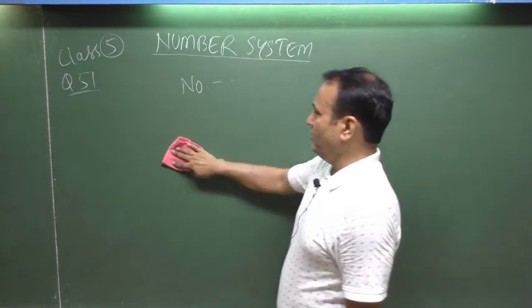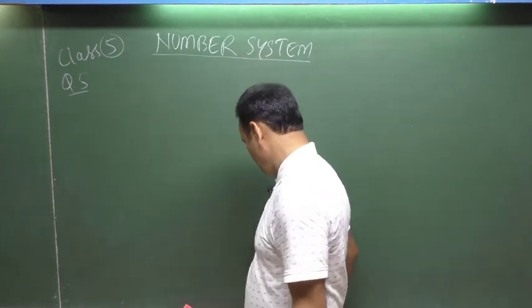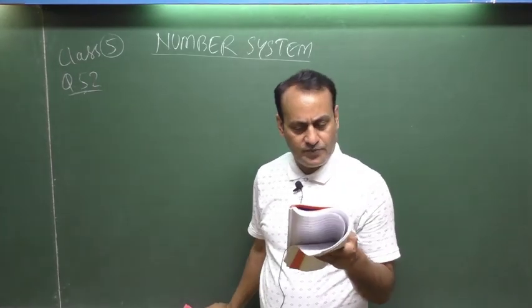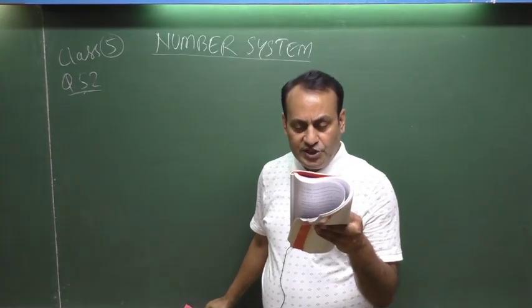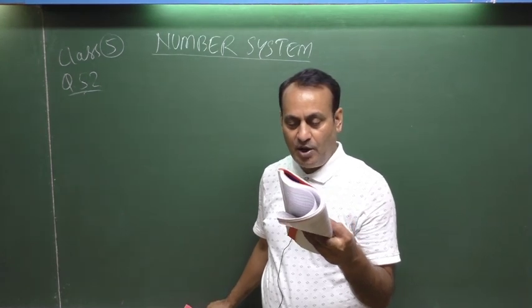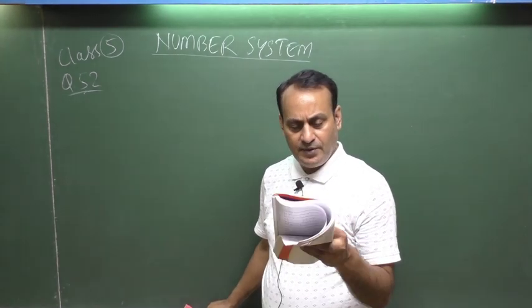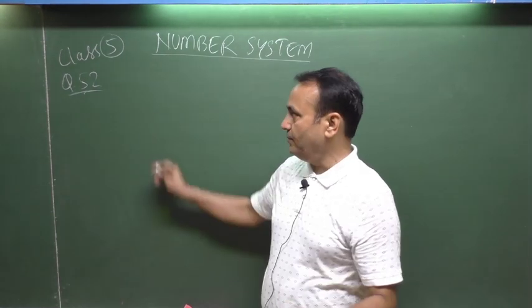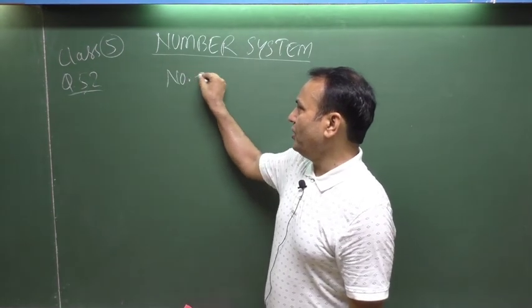Now come to question number 52. See here, question number 52. A two-digit number is 4 times the sum of its digits. The unit digit is 3 more than the ten's digit. Find out the number. I have already discussed this.